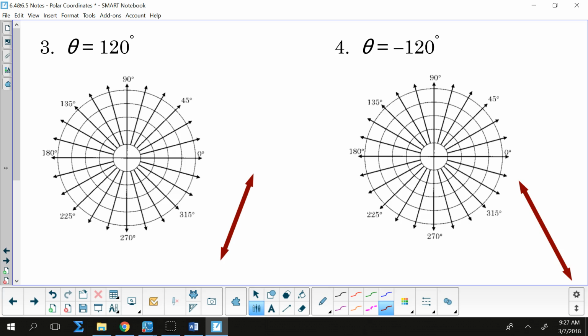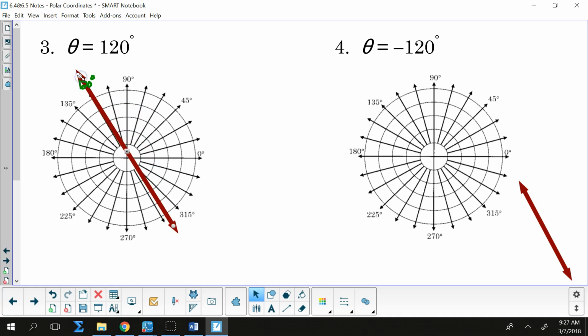Theta equals 120 degrees. I would find where theta is 120 degrees, so that's right there on that ray. And then what I would do is I would take this and I would adjust it to there. Okay, so that's my line, my picture, if you will.